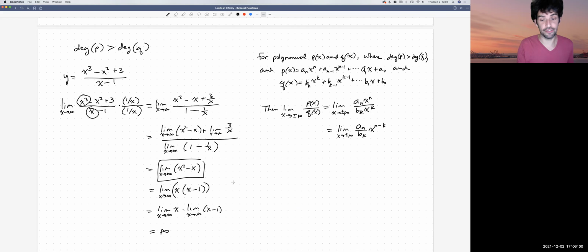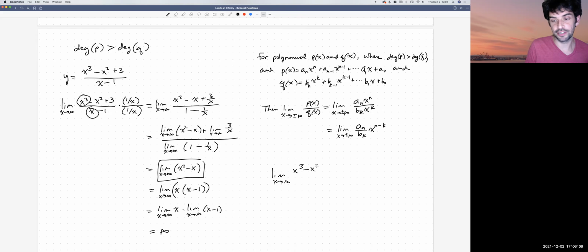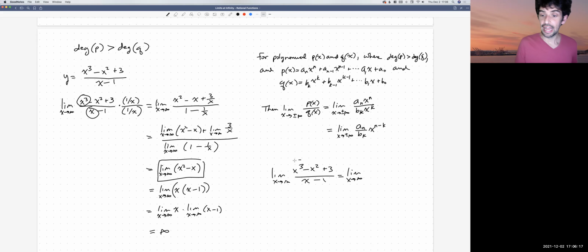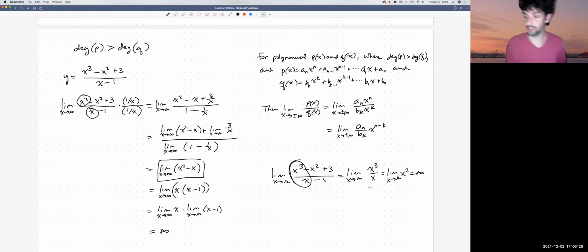So in the example I have here, if I had this rule when I started this example, I could have jumped straight to the limit as x goes to infinity of x cubed minus x squared plus 3 over x minus 1 is equal to the limit as x goes to infinity. And I just take the quotient of the first two terms, x cubed over x, which is the limit as x goes to infinity of x squared, which is infinite, right? This is not the limit, but it tells me what the limit is, because now we have a power function and we have those nice rules for power functions.